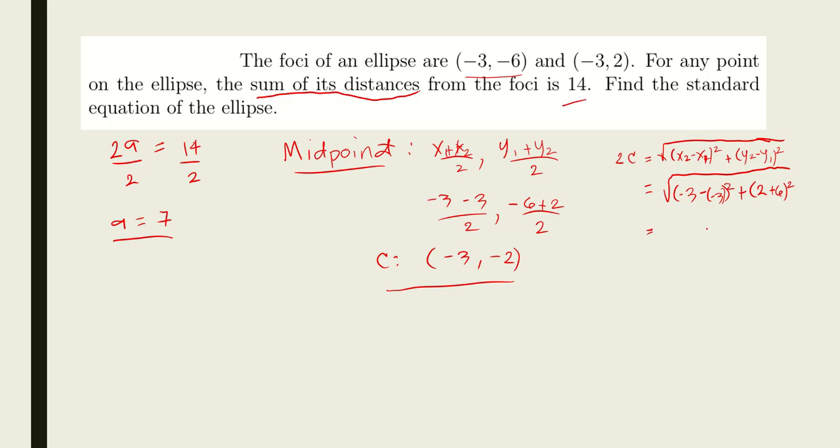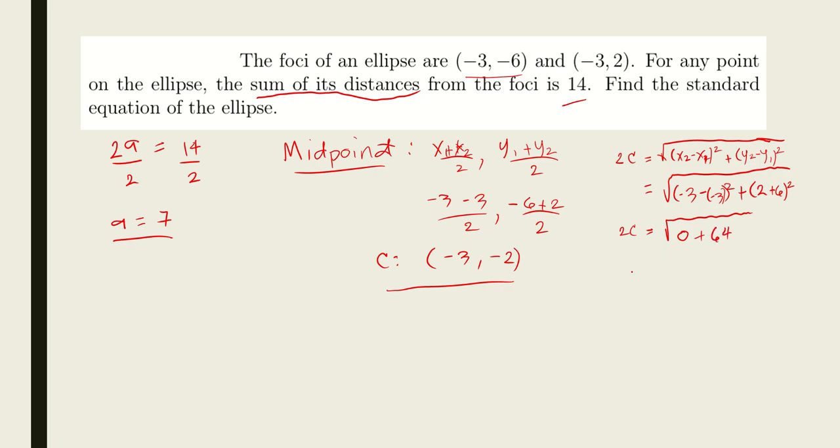So let us equate that one. So 2c is equal to, you can make use also of your calculator so that you can solve it conveniently. And to manually solve that, you need to write it carefully. Again, that is negative 3 minus negative 3, quantity squared, is 0. 0 squared is 0. Plus, that's 2 plus 6 is 8. 8 squared is 64.